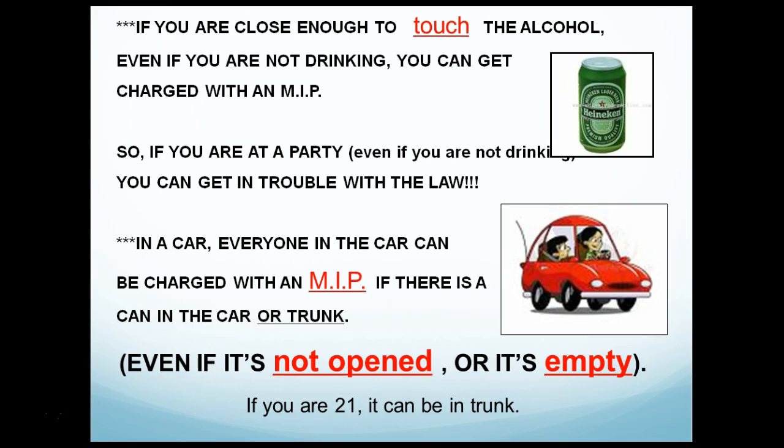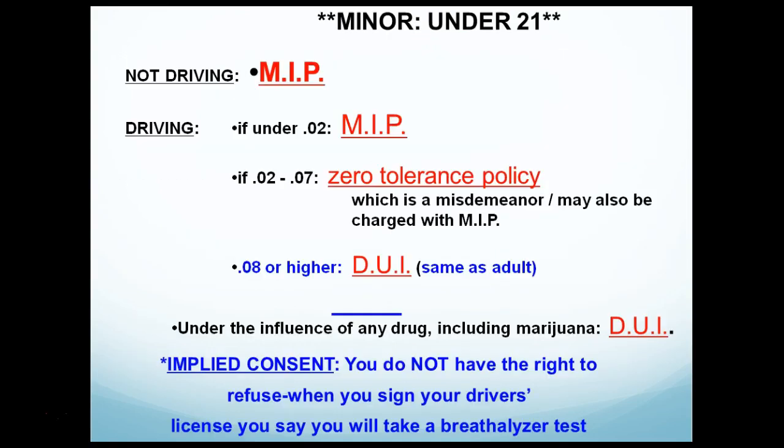In a car, everyone in the car can be charged with a minor in possession if there's a can in the car or trunk, even if it's not open or if it's empty. If you are 21, it can be in the trunk of your car. Here's kind of where, if you're going to get pulled over, this might be where it lies. So DUI would usually be about the same as an adult.